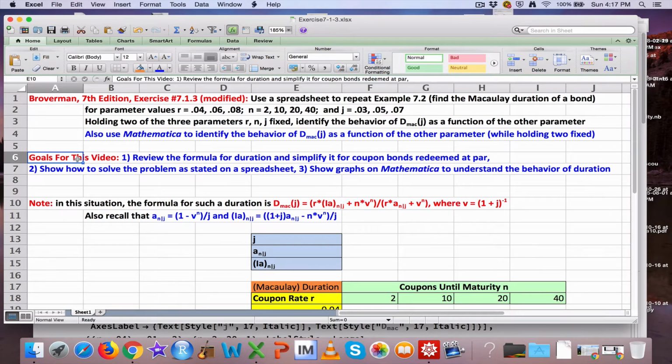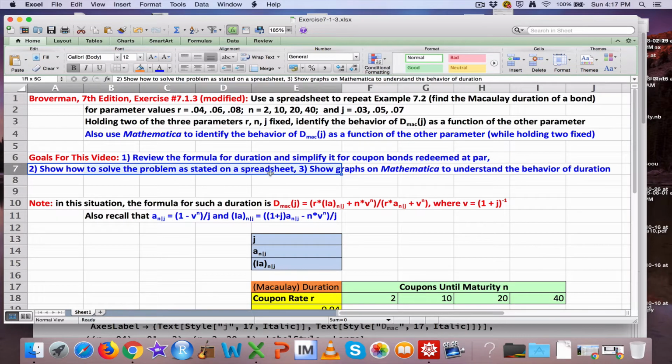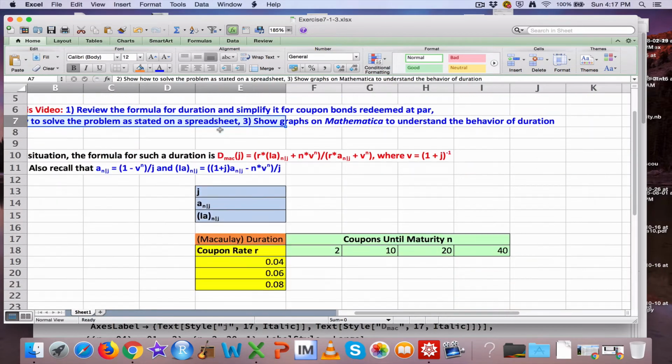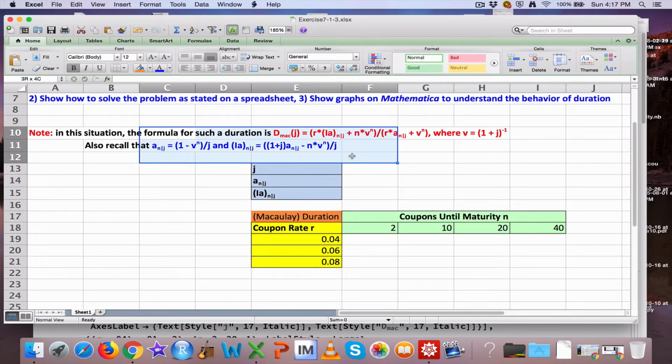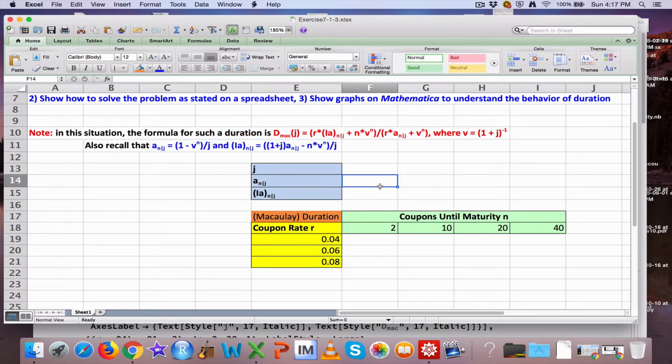So I've essentially done part 1 now. Reviewed the formula for duration and simplified it for coupon bonds redeemed at par. Let's look at part 2 now, which again is the main thing you're supposed to do in exercise 7.1.3. So I was trying to think about how best to do this, and it's kind of complicated. So what I'm about to do is use these formulas that you see here on both these lines and these spreadsheet cells that you see here.